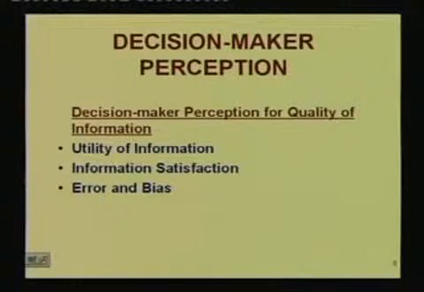So it's a kind of utility of information. What is the use? Then the information satisfaction, very important, because we have seen that ultimately it is whether the decision maker is happy or satisfied with the information that is available. So information satisfaction is a very important idea. And finally, error and bias, which can actually be part of any information processing. How much error and bias is present in the particular information. So this utility of information, information satisfaction, and finally error and bias, all these are going to be important with regard to the perception of the decision maker.